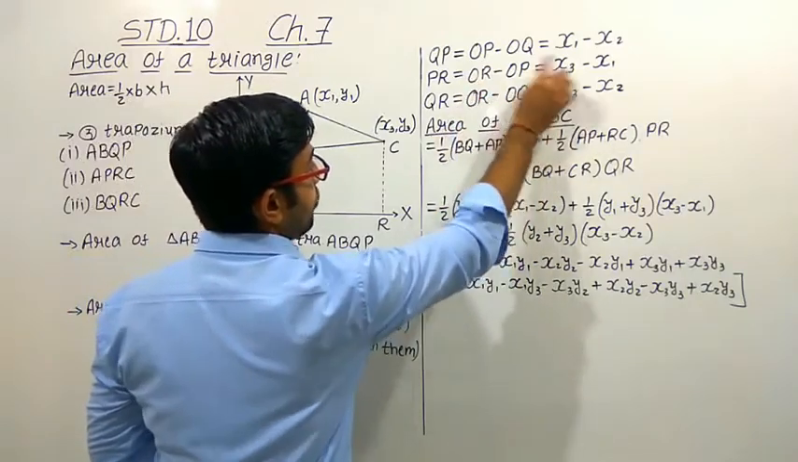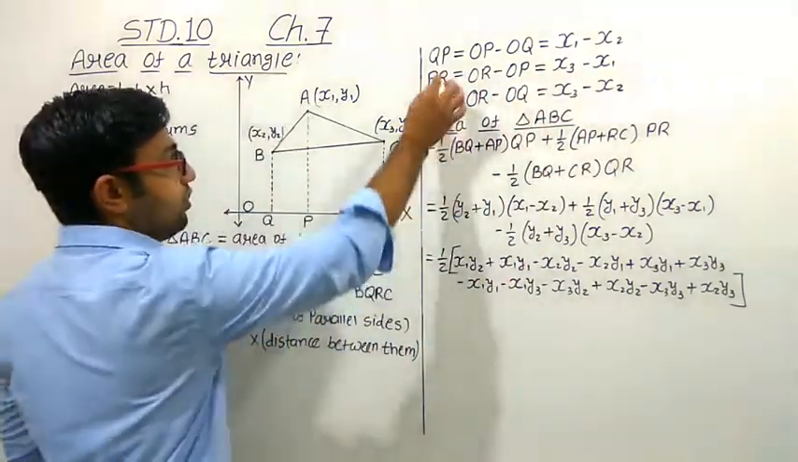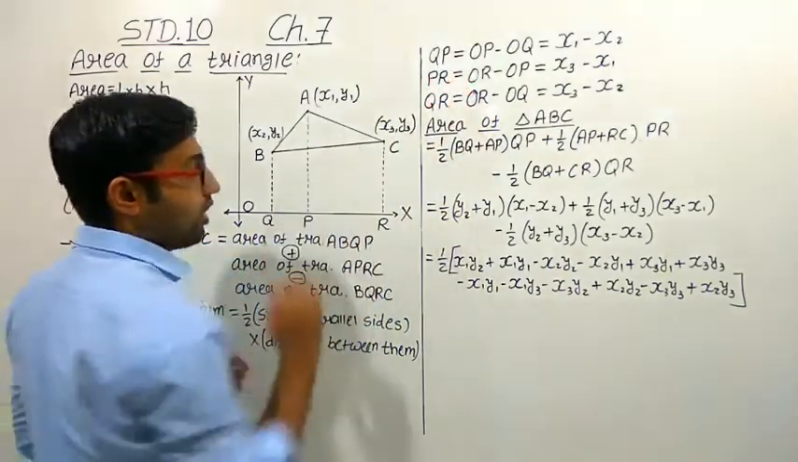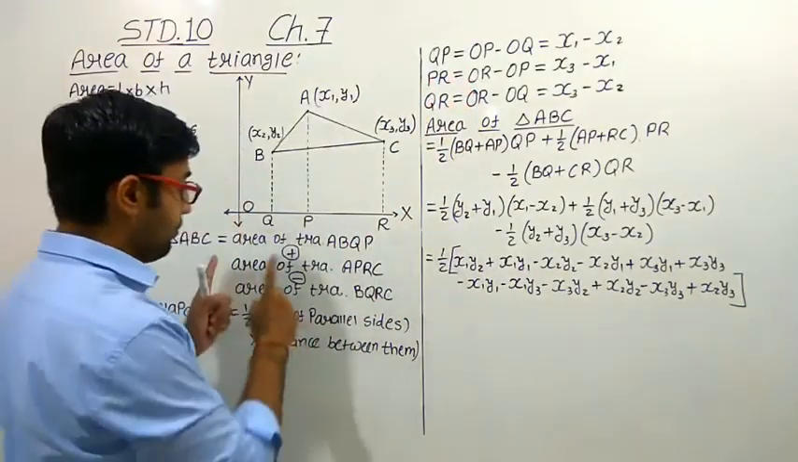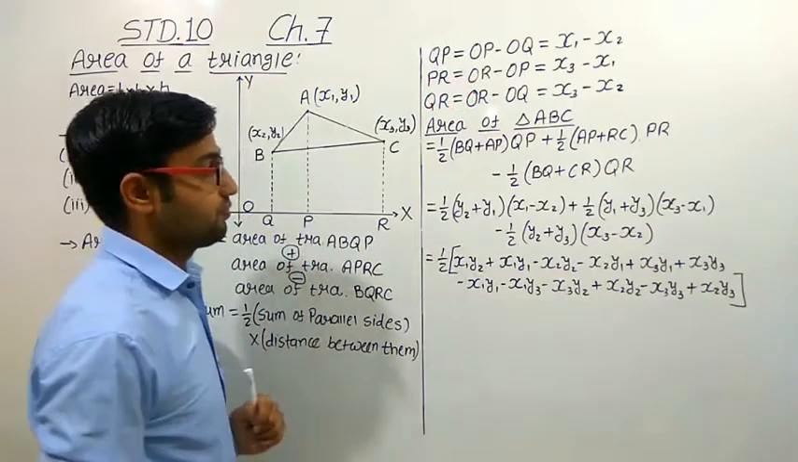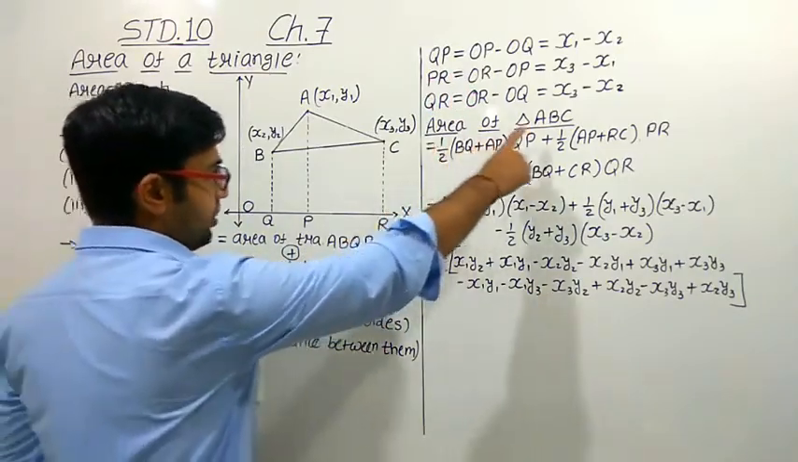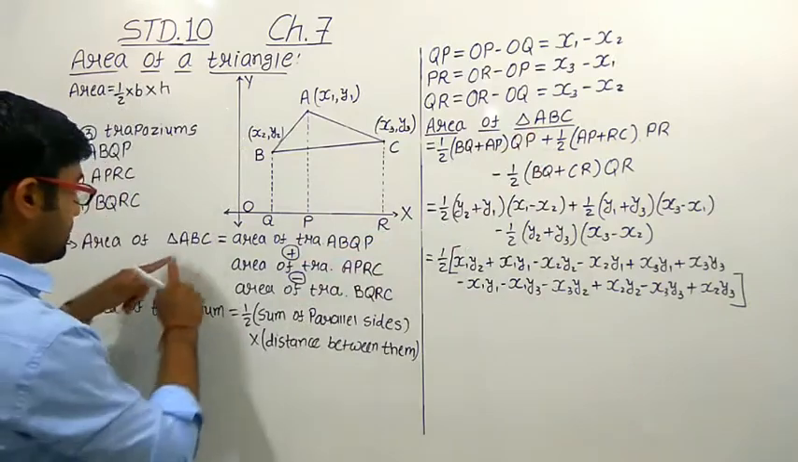X3, and OQ is what? X2. So all of QP, PR and QR are the distances between the parallel sides of all three trapeziums. Okay. Now, area of the triangle. We now apply this formula.